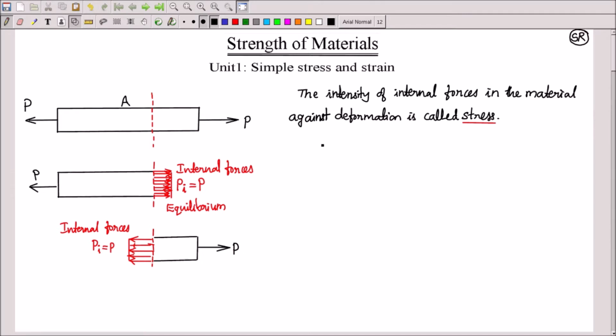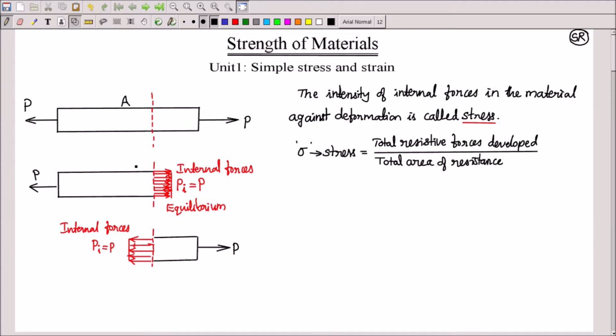Now mathematically, the intensity of internal forces is defined by the ratio of total resistive force and total area of resistance. So stress is denoted by the letter sigma: total resistive force developed divided by the total area of resistance. For this bar, the applied load is P and the total resistive force developed is also P. The area of cross section or area of resistance is A. Therefore, stress sigma can be written as P by A.